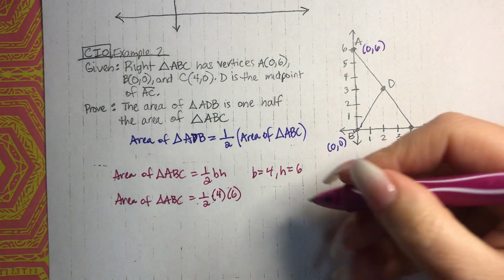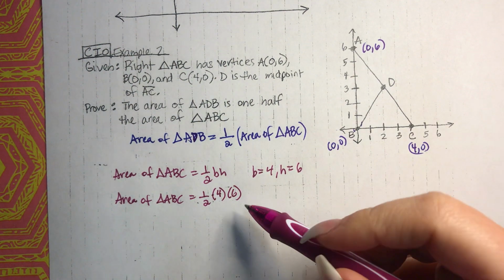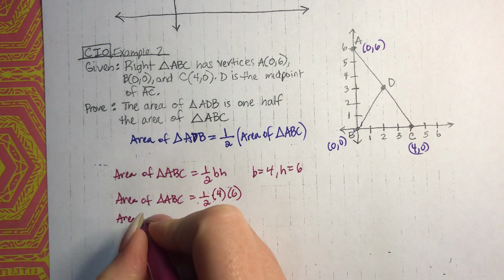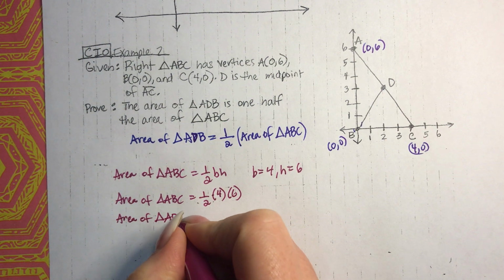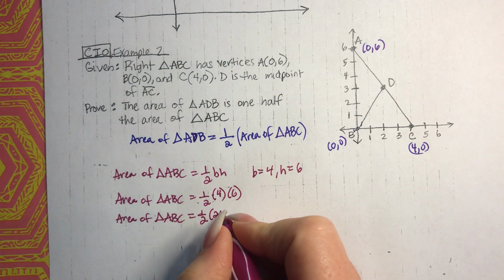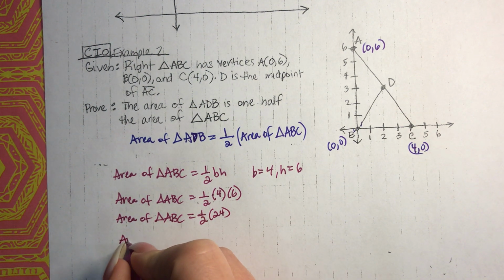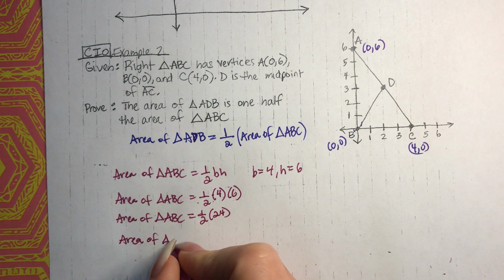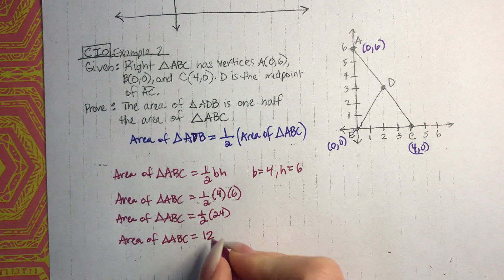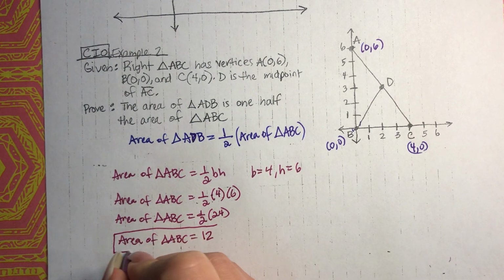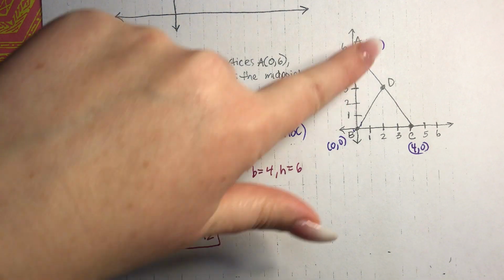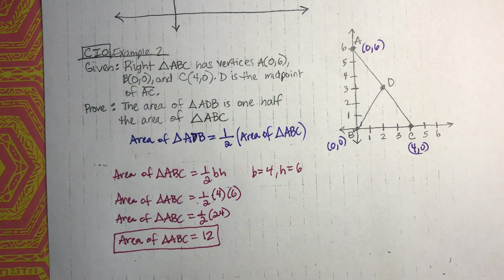And we can just simplify from here, right? 4 times 6 is 24. And then the area of triangle ABC equals 1/2 of 24, which is 12. So that is what the area of the big triangle is. So we need to prove that the little triangle is half of that.